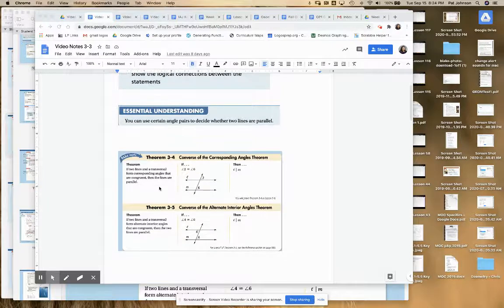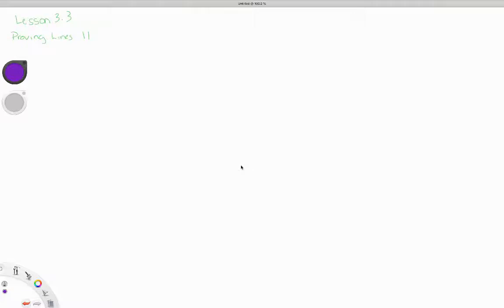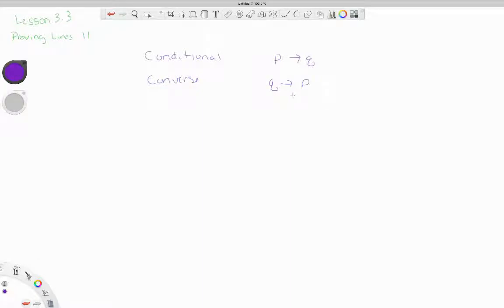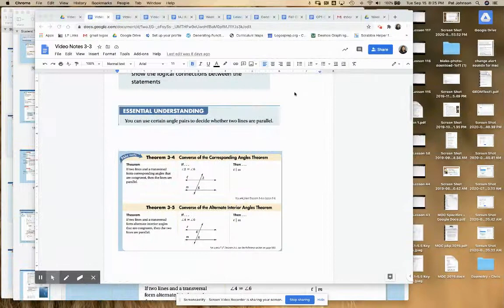So let's start with theorems. We're going to learn some new theorems to help us. Theorem 3-4 is just the converse of the corresponding angles theorem. Remember, what does converse mean? We learned what a conditional statement is: if P, then Q. Its converse reverses it: if Q, then P. That's all we're doing here. We're taking the corresponding angles theorem and doing its converse.